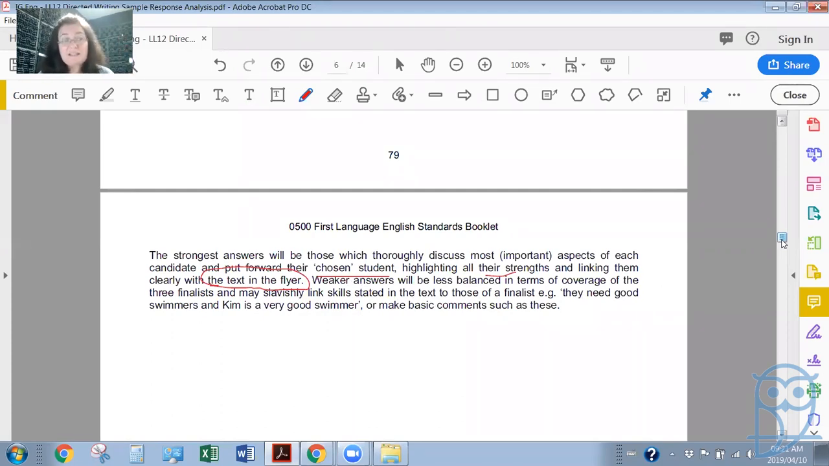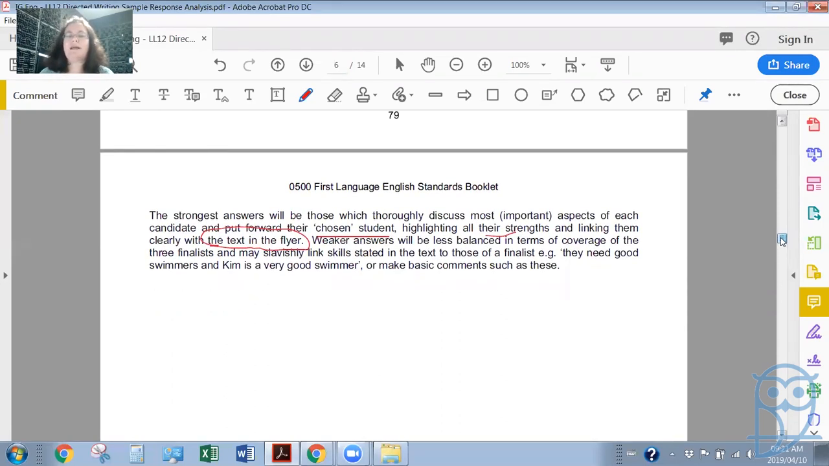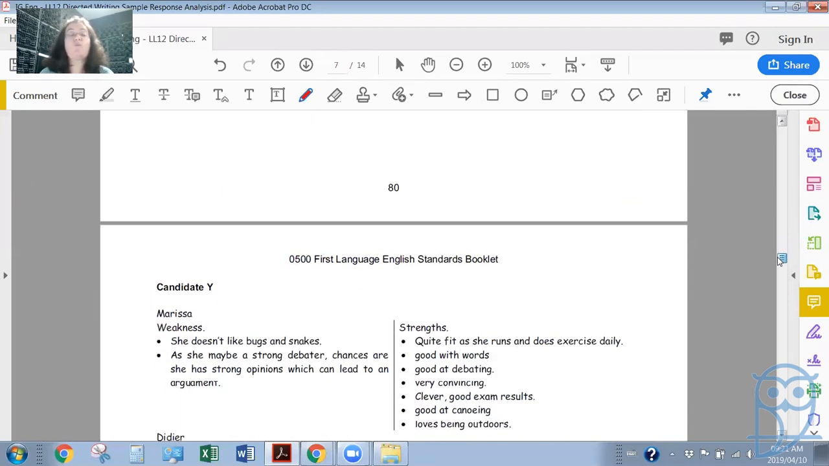Think of a realistic situation where a head teacher and a deputy head teacher would get together and talk about candidates based on the information they're given about the candidate. Okay, how are we doing for time? 9 minutes. All right, now let's look at candidate-wise answer.